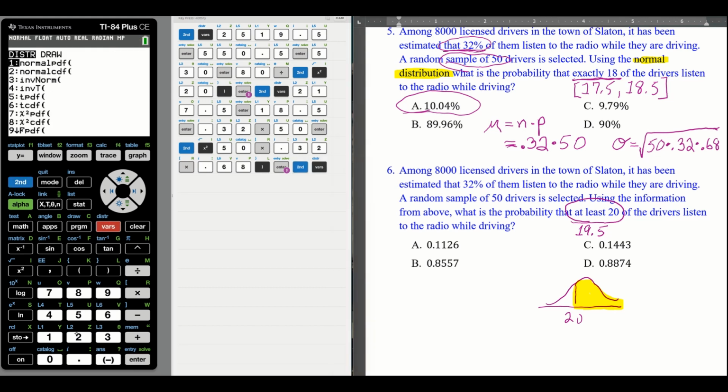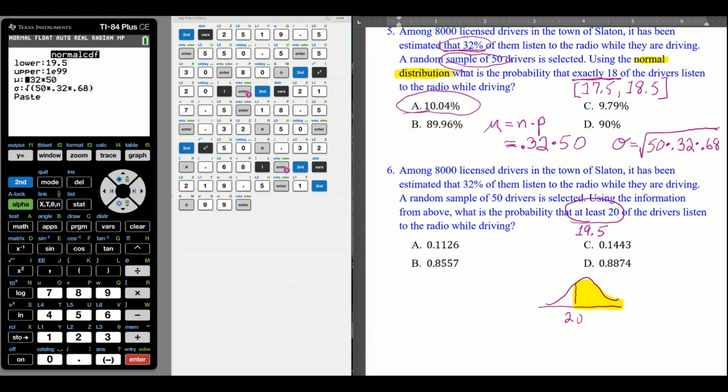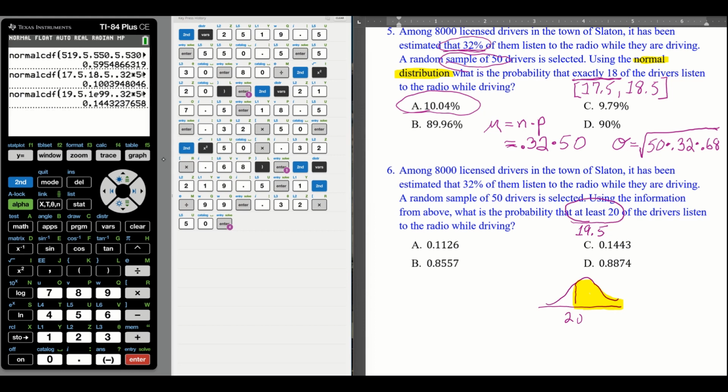So we have second, bars, 2. That means our lower bound is 19.5. Our upper bound is the 1, second, to get our E99. And our mean is, oh, we had to calculate our mean, so we can just put in the same thing. Actually, I didn't have to get rid of that. Okay, now we still have the same calculated standard deviation. Enter. Okay. And looks like the only option in our multiple choice that's even close is C, so it has to be C.